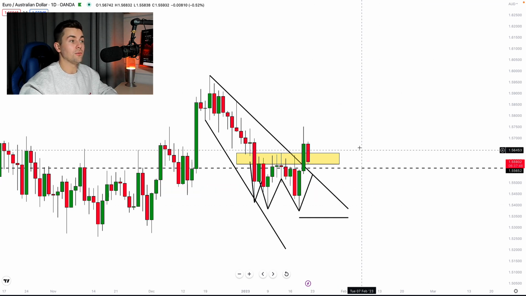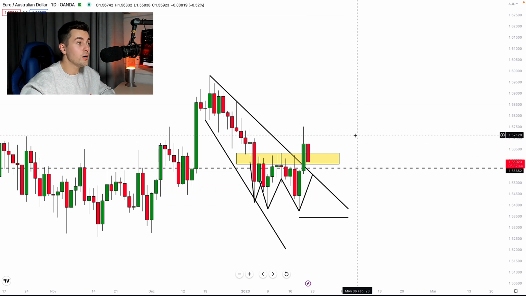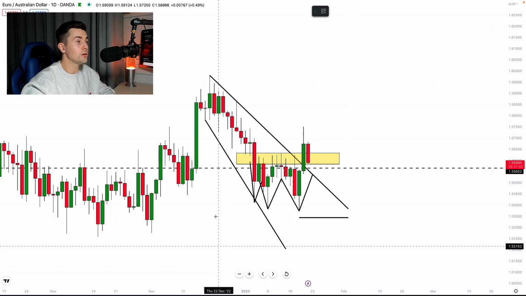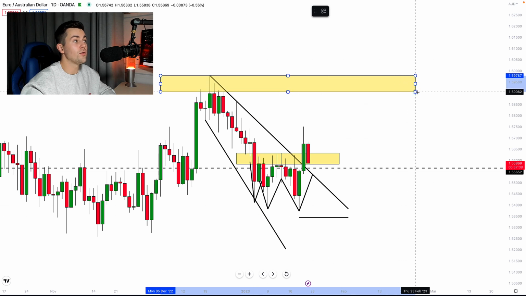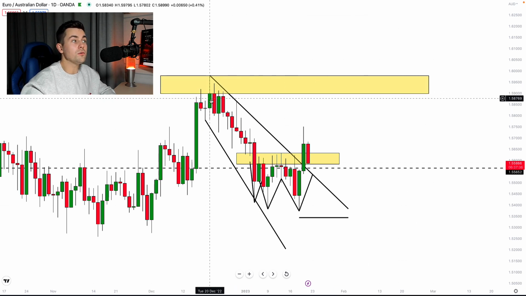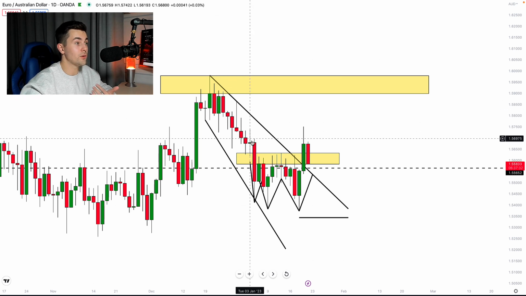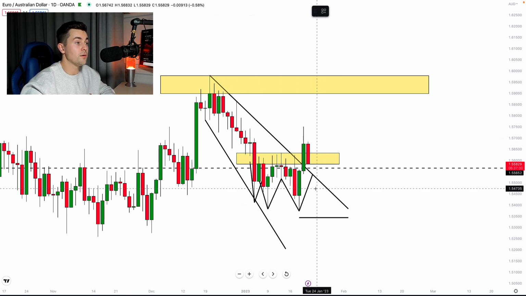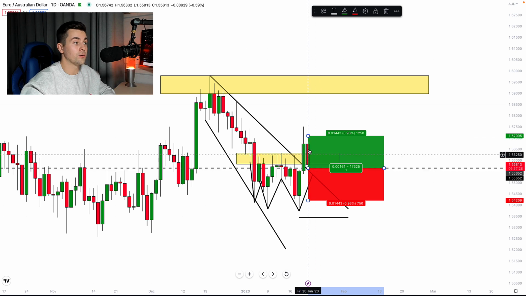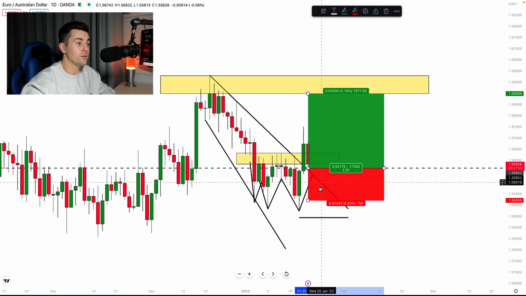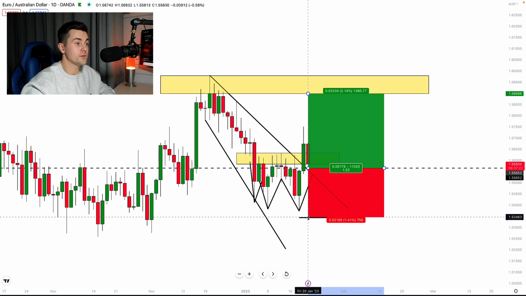Now, how about the targets? Where will be the targets for this trade? Of course, the first target is always the retest of a current high. The current structure high is the closest strong resistance that we see right here on a daily. So there will be our target. So buying from here, here will be our initial target, and here will be our stop loss.